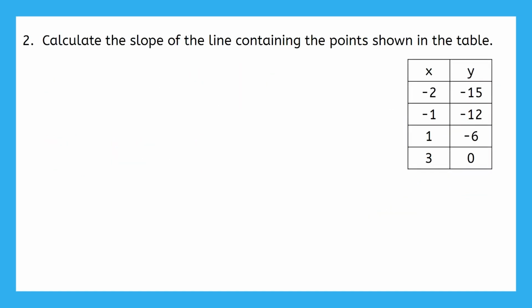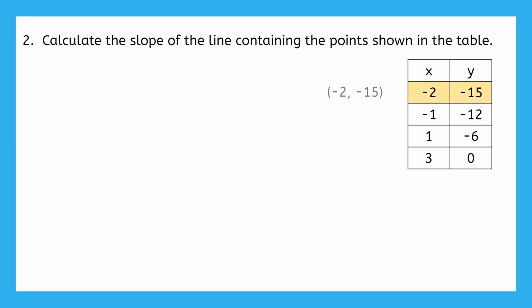Here's one more example to complete. The directions say to calculate the slope of the line containing the points shown in the table. This table has two columns, an x column and a y column. Tables can be used to write many points in an organized way. This is telling us 4 points that are on the line.